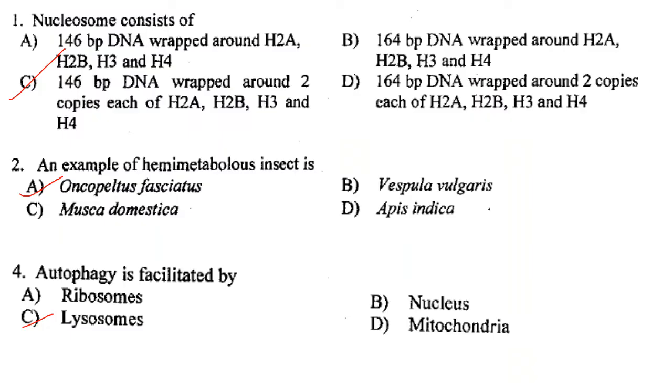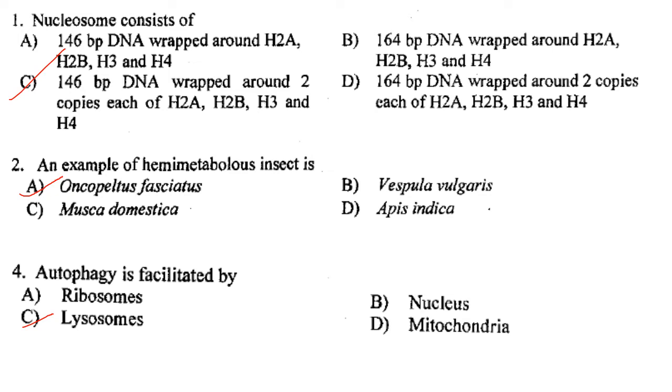So coming to the first question, nucleosome consists of. So it consists of 146 base pair of DNA wrapped around 2 copies each of H2A, H2B, H3 and H4. So option C is correct. It is 146 base pair around 2 copies each of H2A, H2B, H3 and H4.